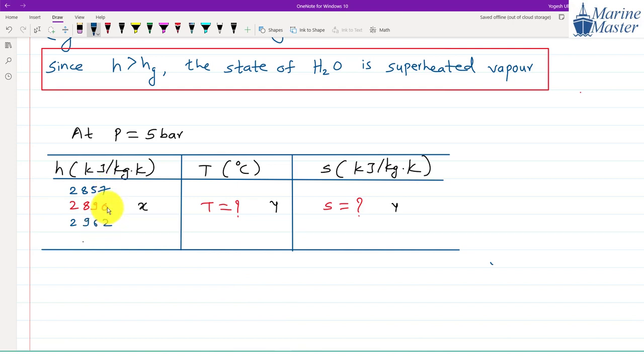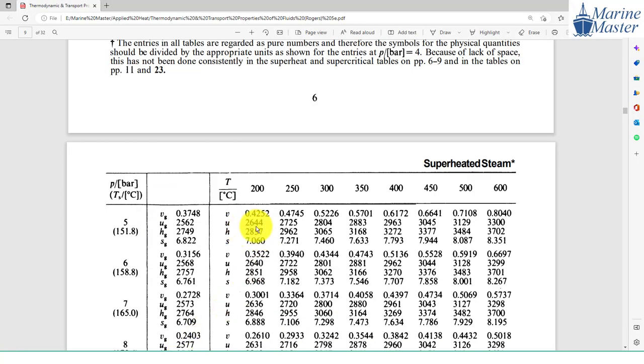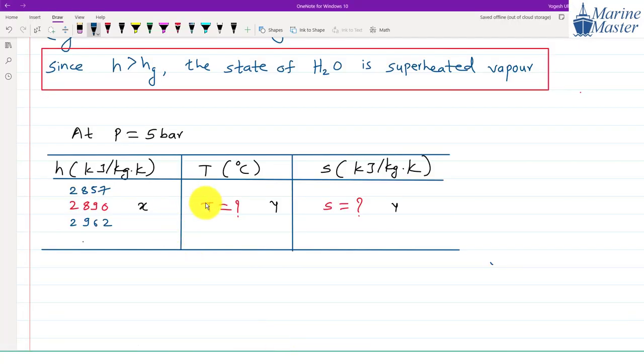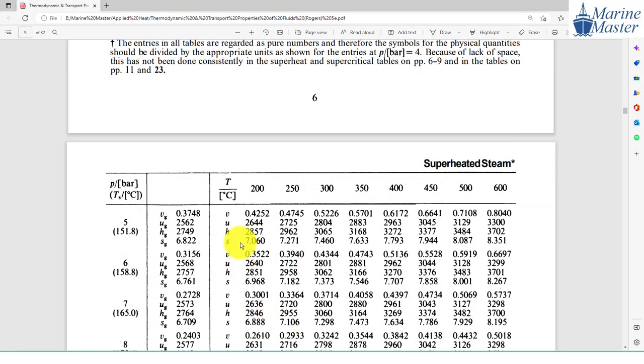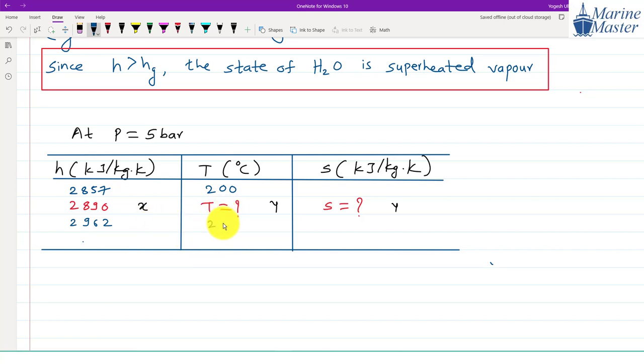Corresponding to 2857, tell me guys, the corresponding temperature is what? 200 degrees Celsius. And corresponding to 2962, the temperature is 250. This can be our Y1 and this can be our Y2. Guys, simple discussion. And here we can say this can be our X1 and this can be our X2.